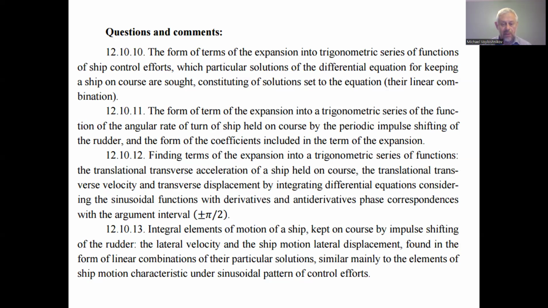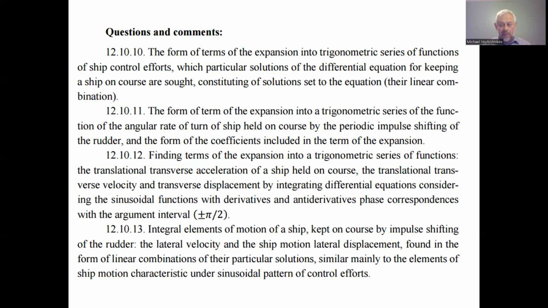12.10.12, find in terms of the expansion into a trigonometric series of functions the translational transverse acceleration of a ship held on course, the translational transverse velocity and transverse displacement by integrating the differential equation, considering the sinusoidal functions with derivatives and antiderivatives, phase correspondences with the argument interval plus minus pi divided by 2.